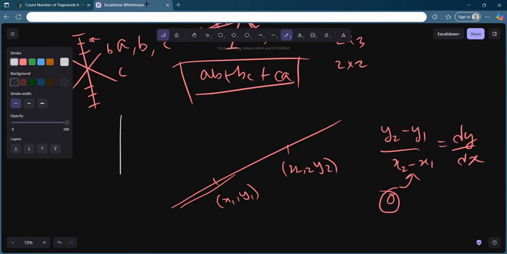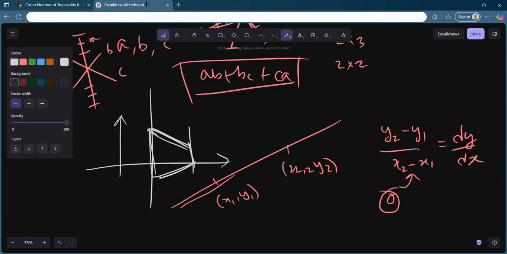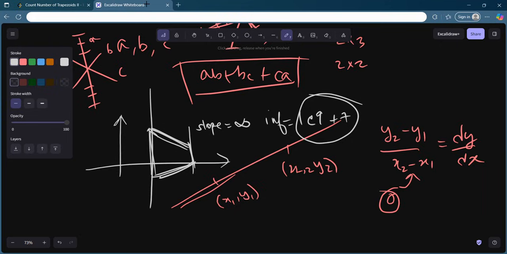Why? Consider a line with infinite slope. Why would we not consider this? Because there may be a trapezium from here also, right? There may be a trapezium I am getting through this. So I cannot ignore these lines with infinite slope. Also the slope is infinity here. So let's keep an infinity value, say 1e9, or 1e9 plus 7, something like that. Even 1e9 you could have kept. So for slope infinity also we need to take account.